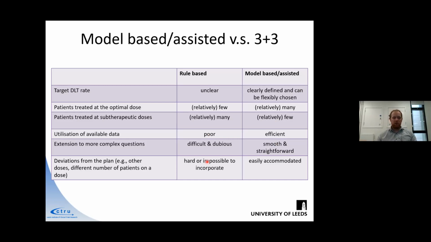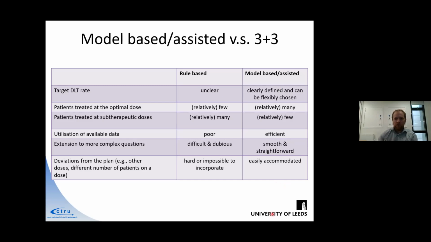And similarly, I was sat on a safety review committee for a different trial, and after a while information came in about a DLT that wasn't reported, so we made the decision to escalate, and then that was declared a DLT. And what you do in those situations isn't clearly defined. In the model-based, we can just plug those numbers into the model and make an appropriate decision, whereas in the rule-based, it's a little bit more complicated.